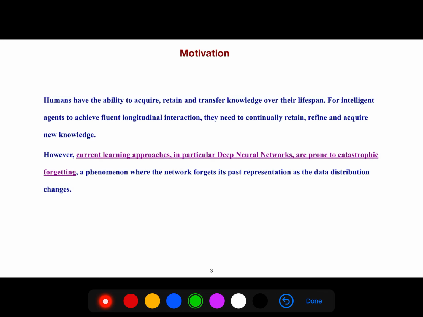However, current learning approaches, in particular deep neural networks, are prone to catastrophic forgetting, a phenomenon where the network forgets its past representation as the data distribution changes. For example, we are modeling something with some data, and then if we have new data with a new distribution, it forgets the past task. So it's different from multitask learning, and we call it continual learning, or sometimes lifelong learning.